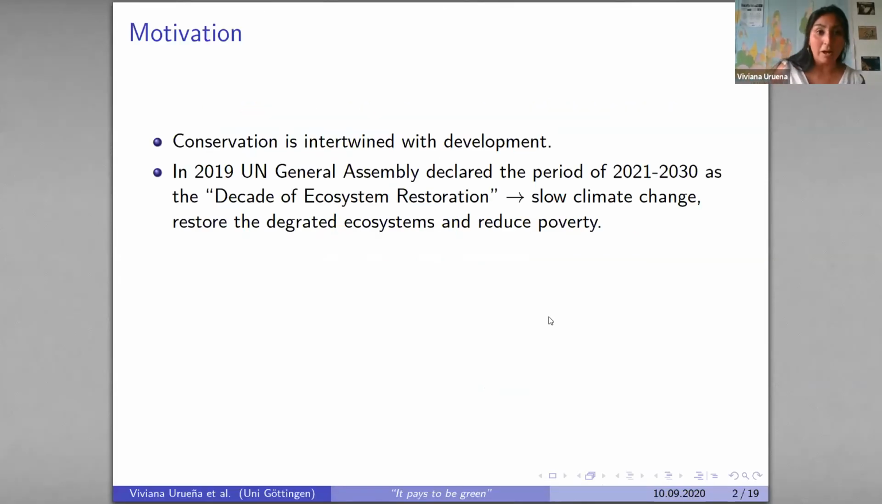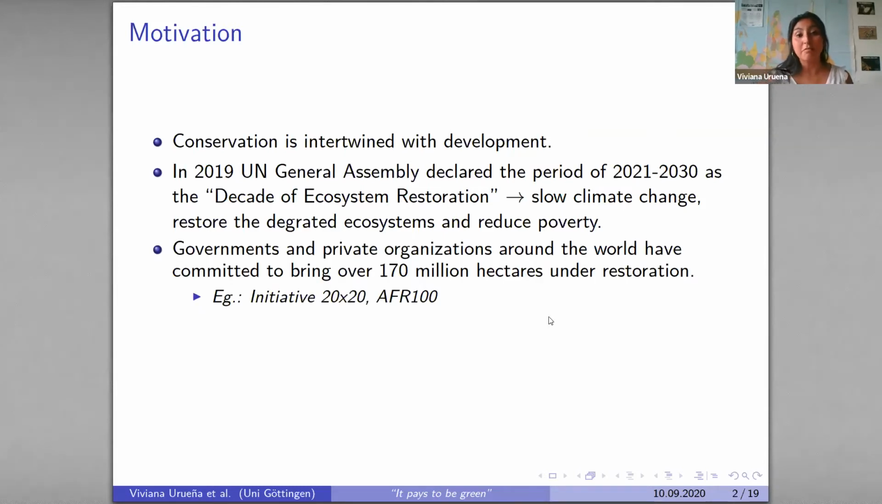Okay. So as we know, many people in the poor countries live in the rural areas and therefore are quite dependent on natural resources. Because of this reason, we say that conservation is intertwined with social and economic development. This is why international organizations have incorporated the topic of conservation in the world agenda. For example, in 2019, the UN General Assembly declared the period of 2021 to 2030 as a decade of ecosystem restoration. The aim is to slow climate change, restore degraded ecosystems, but also to reduce poverty.